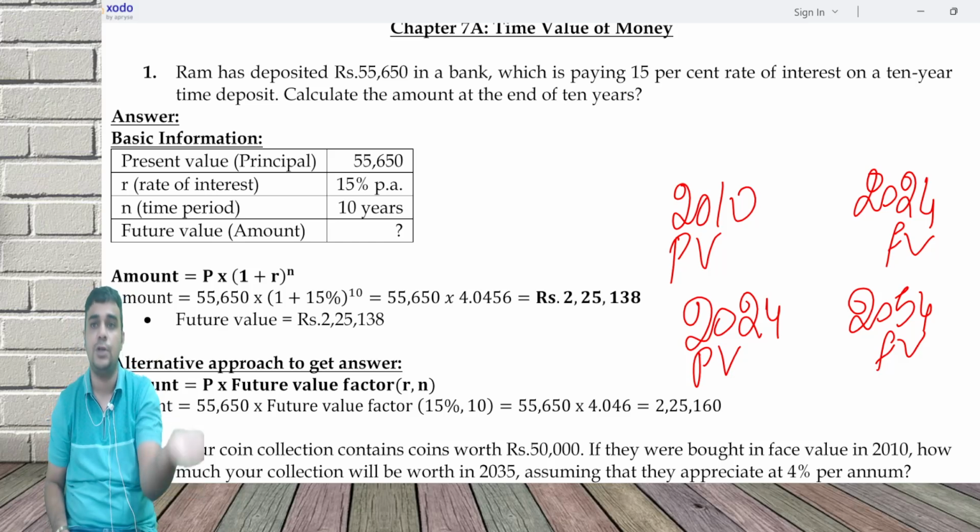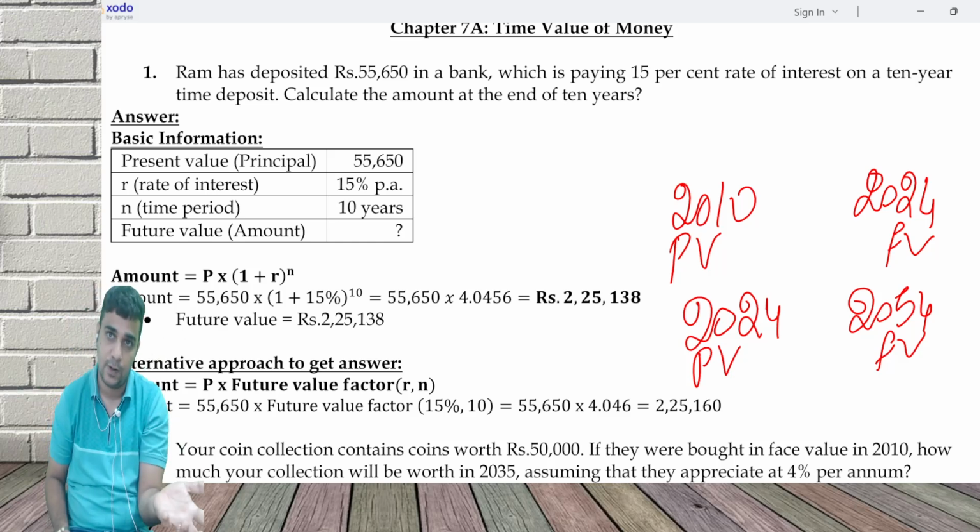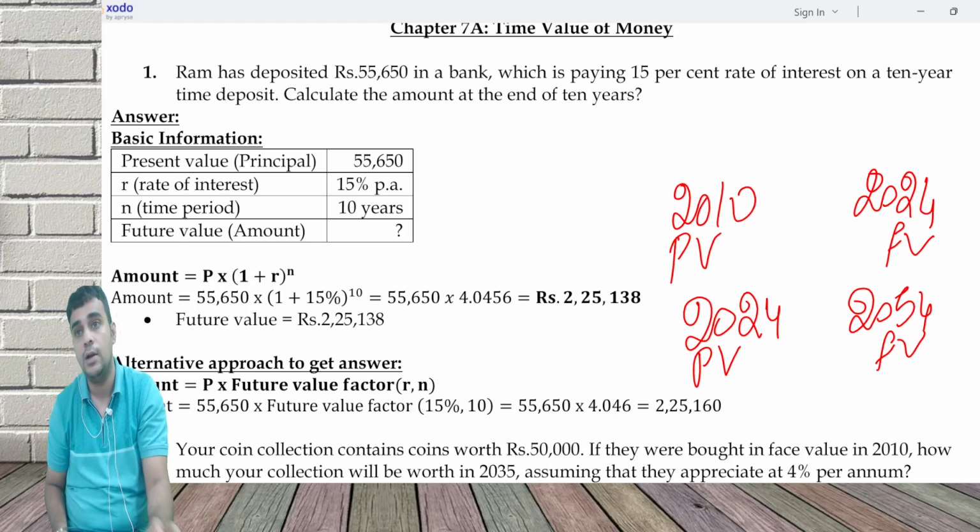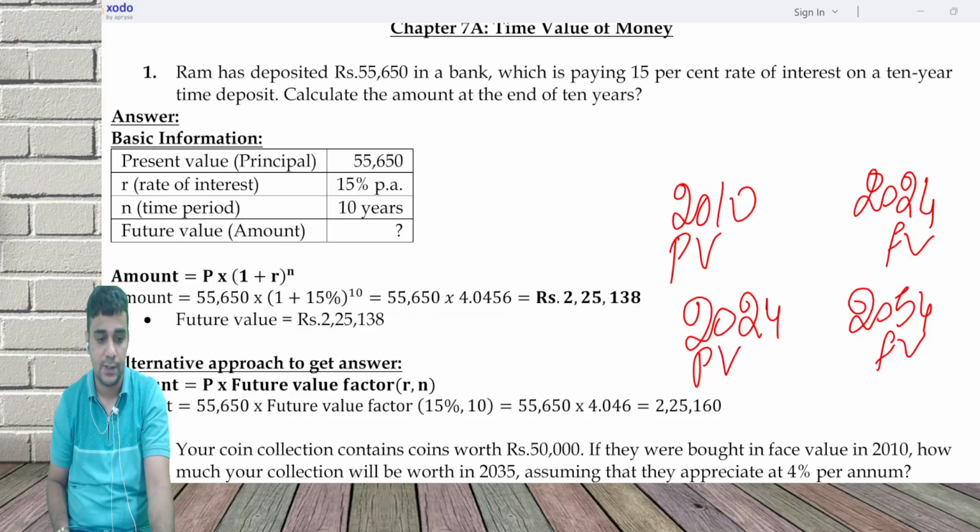From which date you are going to which date? Earlier date is called present value, later date is called future value. Earlier date is present value and later date is future value. Clear? Any doubts on this? Be very clear on the concept.